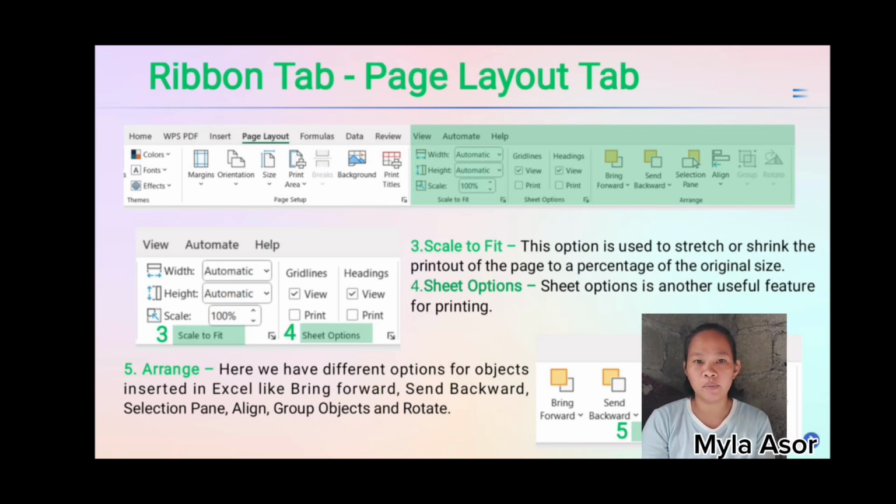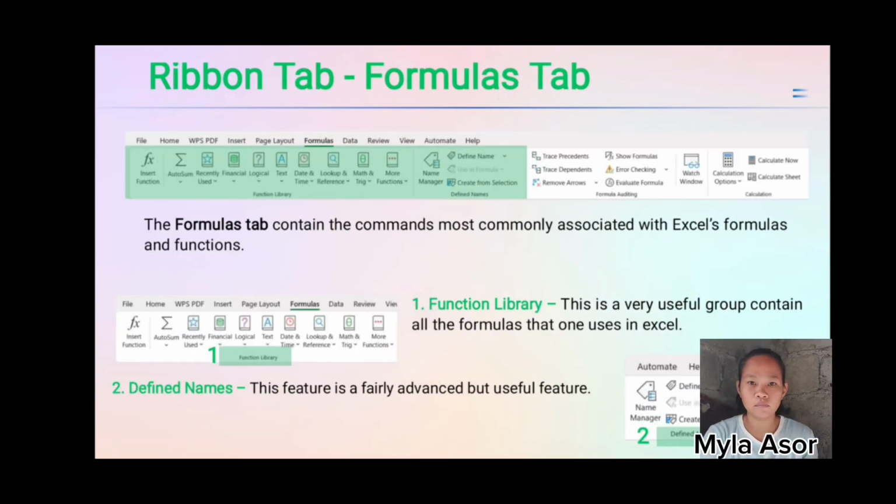And number five is Arrange. Manage objects inserted in Excel: bring forward or send backward, align objects, group objects, and rotate objects. The Page Layout tab helps you to prepare your Excel worksheets for printing and presentation, making it easier to share your work with your workmates or others.